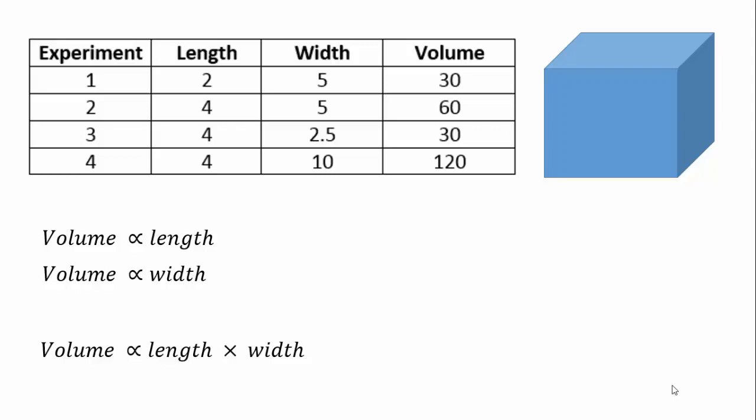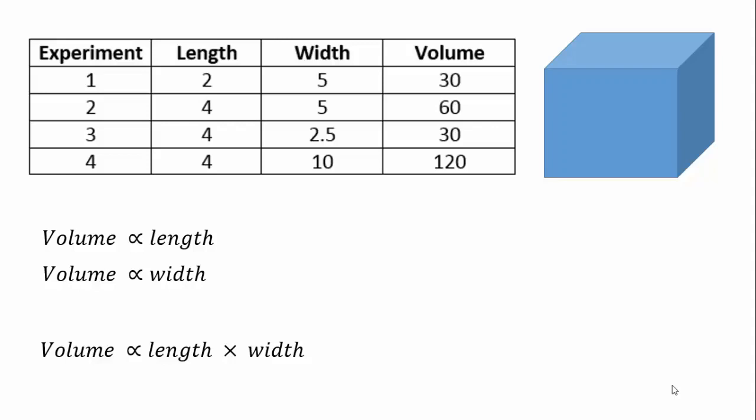If you compare experiments 1 and 4, you can see this happening. Alternatively, look at experiments 1 and 3. You can see that the length doubles, so that will double the volume. But you can also see that the width halves, so that will halve the volume. So the combined effect is a doubling and a halving of the volume, so it stays the same.